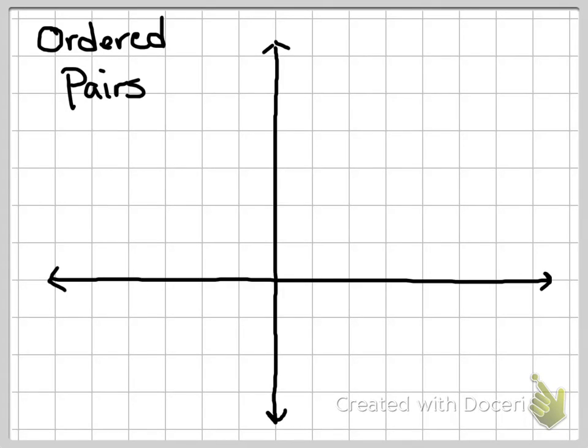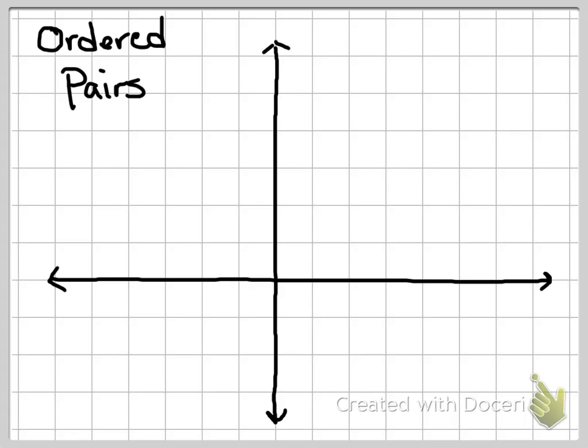Okay, today we're going to be talking about ordered pairs. And in order to talk about ordered pairs, we first need to understand what a coordinate plane is. A coordinate plane is formed when two perpendicular numbered lines intersect.